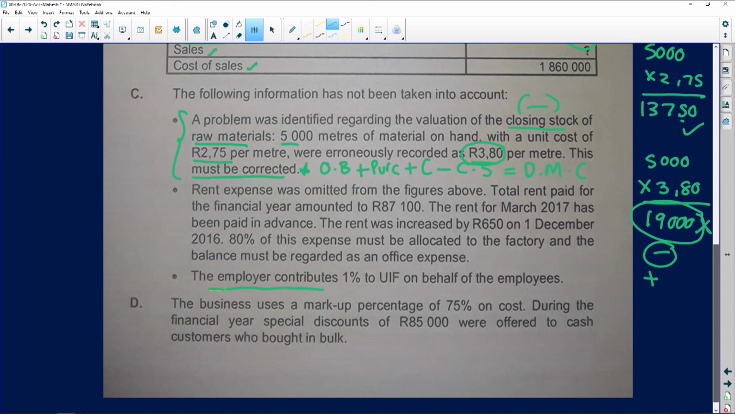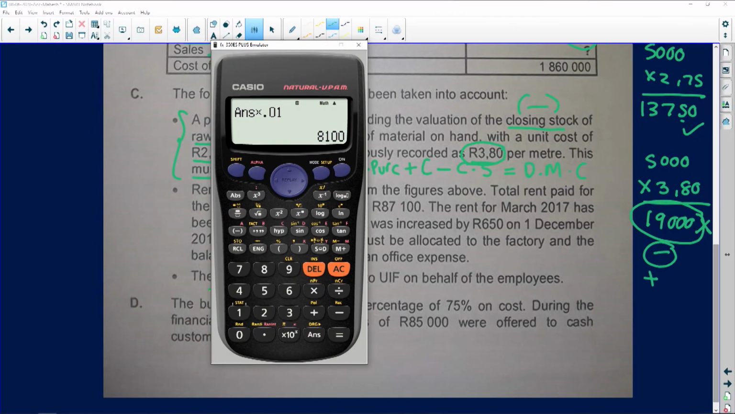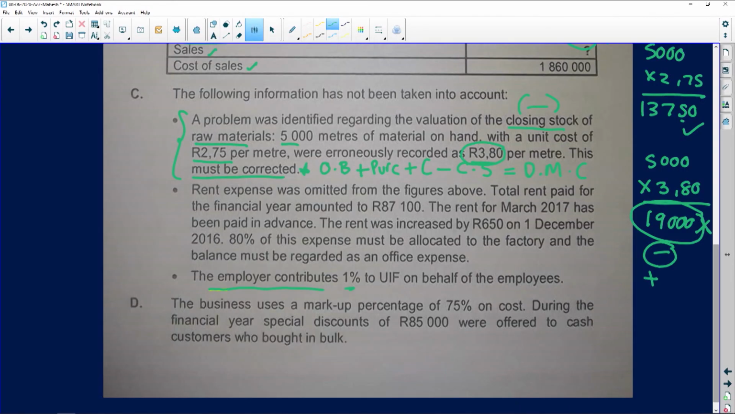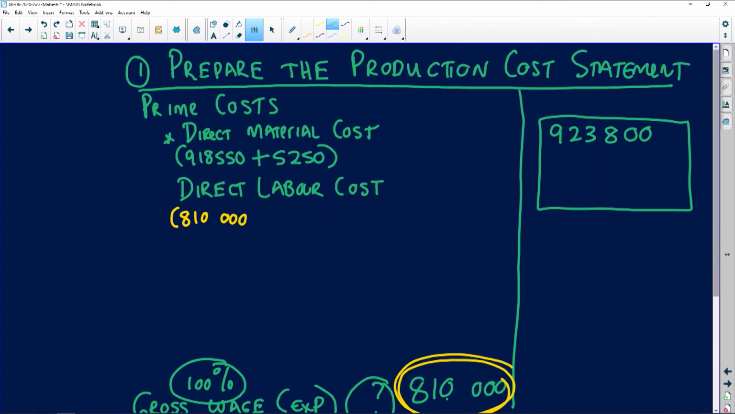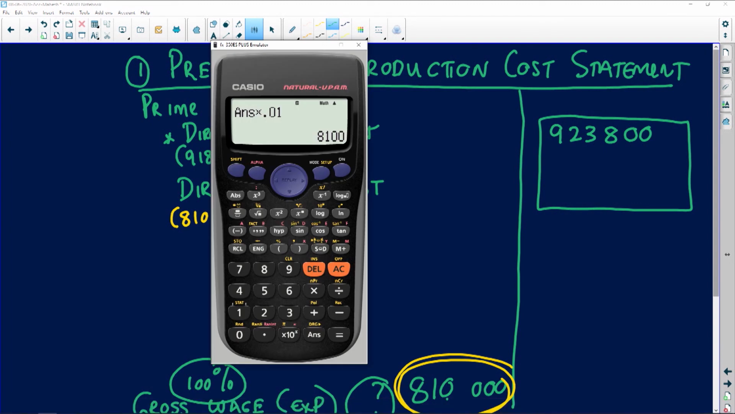So the employer contributes 1% to UIF on behalf of the employees. Okay, so exactly the figure that we calculated earlier on, the 8,100, remember it's the same amount contributed by the workers. The employer, who is the business, contributes also 1% towards UIF. So remember, this is now an additional expense for the business. Right, so if we go back to our direct labor cost, we're now going to include this additional contribution of 8,100.